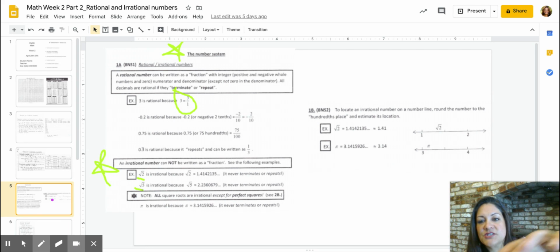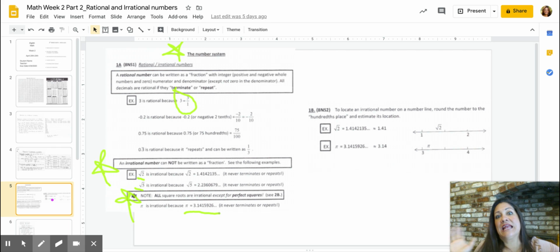So a special note, all square roots are irrational except perfect squares. Perfect squares are perfect, so they end. Pi is irrational because pi equals 3.1415926 and continued on, never terminates, never repeats. So to locate an irrational number on a number line, round the number to the nearest hundredths place, and then you're going to estimate its location. That's what's shown right here and here.